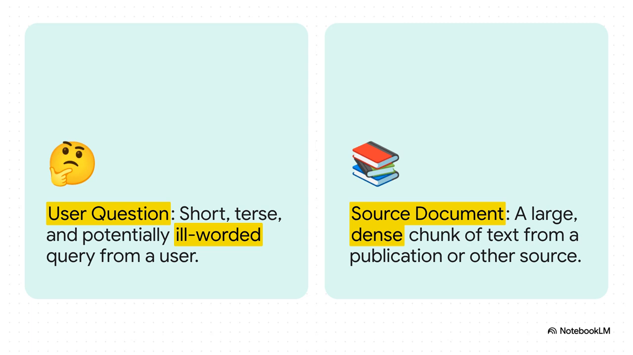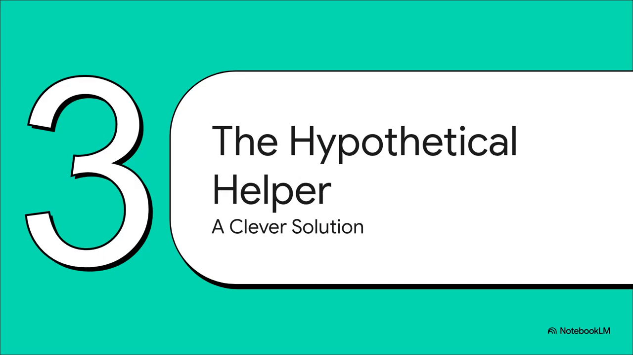The question and the document, they just don't speak the same language. And that makes it incredibly tough for an AI to find the perfect match based on just a few of your keywords. Okay, so that's the problem. How in the world do you bridge that gap? How do you get a short, simple question to speak the language of a long, detailed answer so the AI can actually find what you're looking for?